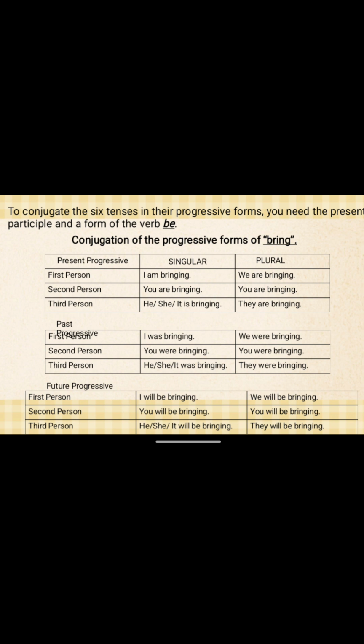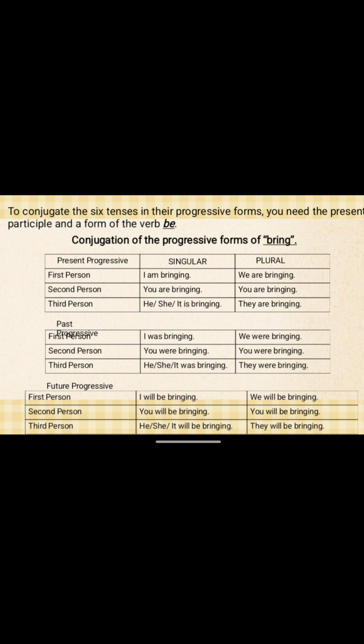So in the plural, first person, we are bringing. Second person, you are bringing. Third person, they are bringing. So next, past progressive. Past progressive is the action was in progress in the past. The structure we use here is was, were plus verb ing.